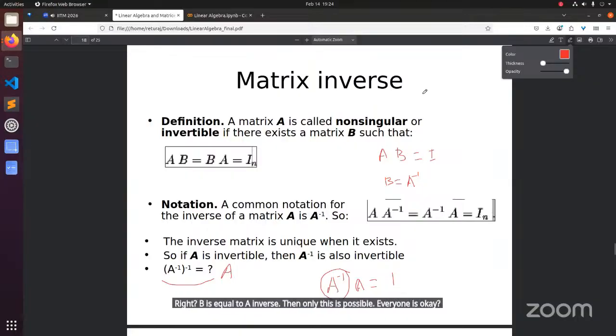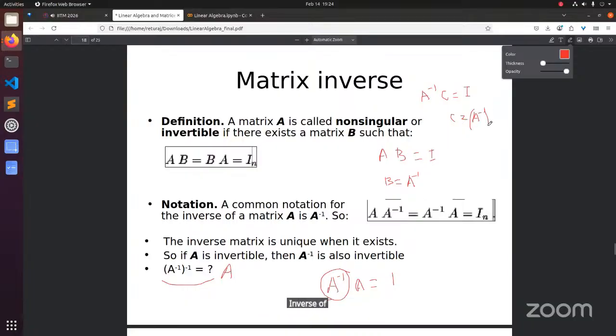Now we want to find A inverse into, say, some C should become identity, and we call it C is equal to A inverse of inverse, right? Yes, sir. And we want to find this. C is A inverse of inverse, and this is what we are asking.